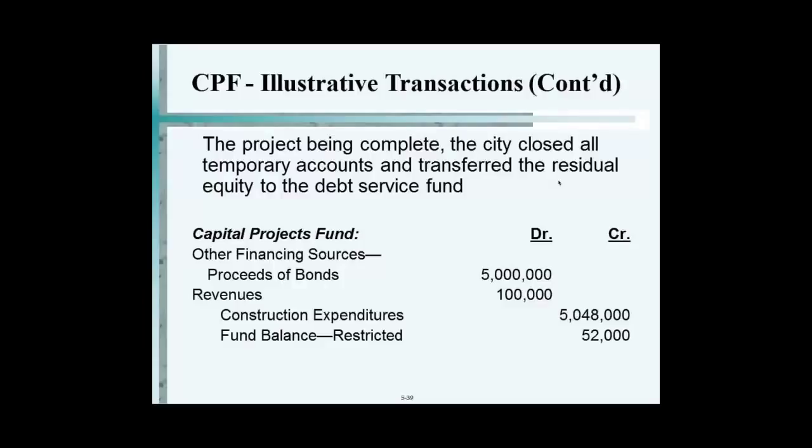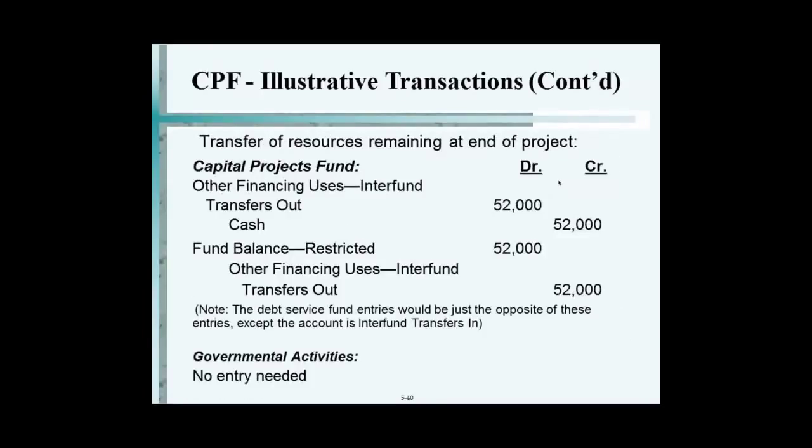Governments always like to see budgets, what's the word? On time and under budget. Those are the two magical words. If you hear that, you're happy. On time and under budget. Well, it looks like they did okay, because they had what? $52,000, which remains. What are they going to do with this? Because the project is done, they transfer it out. It could go to the debt service fund. It could go to the general fund.